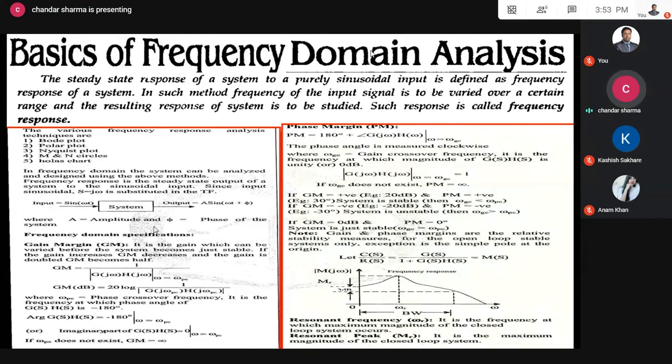The phase margin is defined as the amount of additional phase lag at the gain crossover frequency required to bring the system to the verge of instability. The typical design value of phase margin is about 30 to 35 degrees, if the phase angle is measured clockwise. Then resonant frequency is the frequency at which maximum magnitude of the closed loop system occurs. So this is all about the specifications, just like rise time, peak time, वैसे ये frequency response specifications थे, okay?